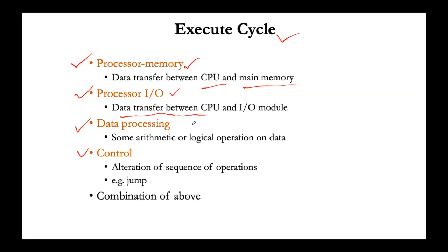Then the data processing. Once the data is available, it is given to the arithmetic and logic unit that will perform the actual operation. So some arithmetic and logic operations will be performed on the given data. In the previous instruction fetch, if it is decoded, there are some control signals. Then the alteration of the sequence of operations will be done, for example the jump instruction. So the combination of all the above is called the execution cycle.